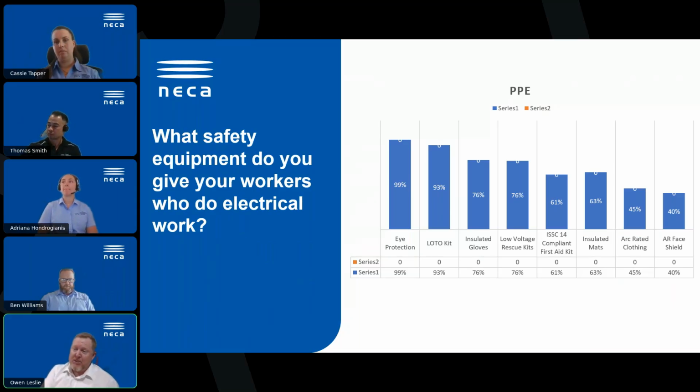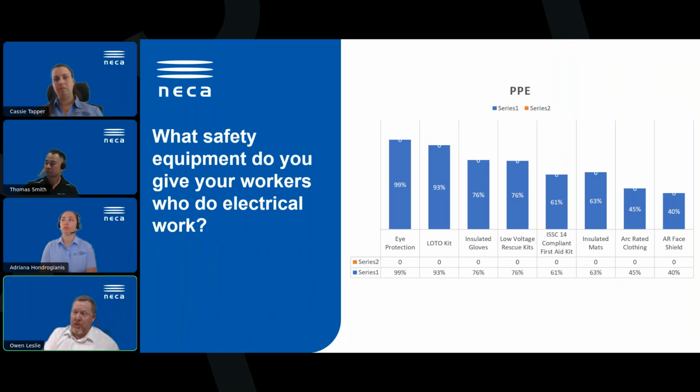Interestingly, 45% say that they provide their workers with some form of arc-rated clothing, whether that be in the kits or full-time uniforms, but 45% of our respondents are saying that they're providing arc-rated clothing, and 40% are saying that they've also provided an arc-rated face shield with a chin cup as well. So that's an interesting application of PPE across the answers we're receiving in that annual safety review as well.